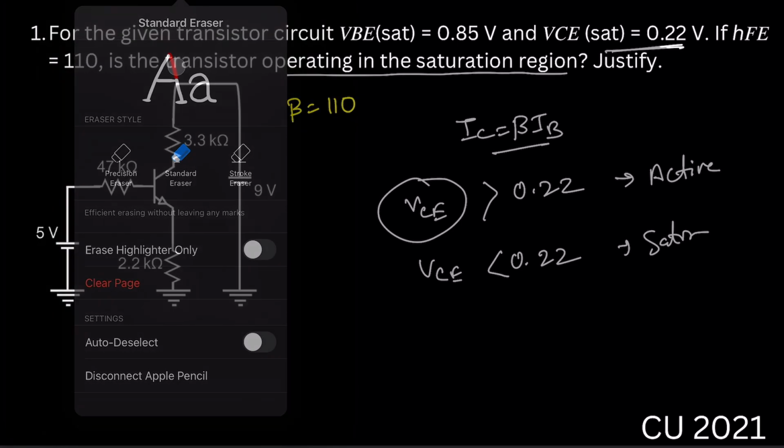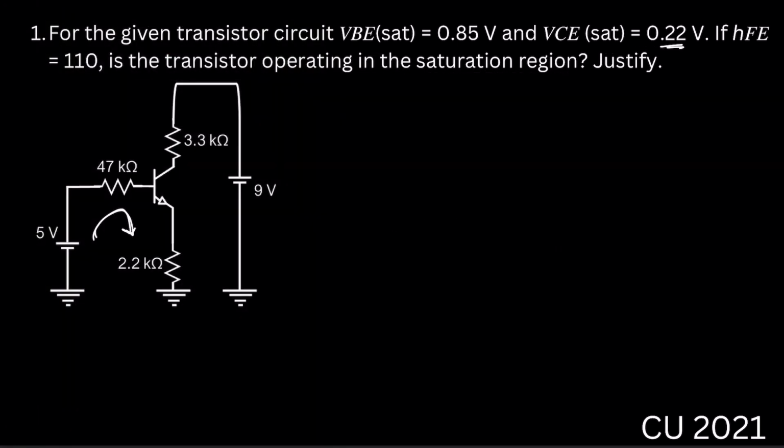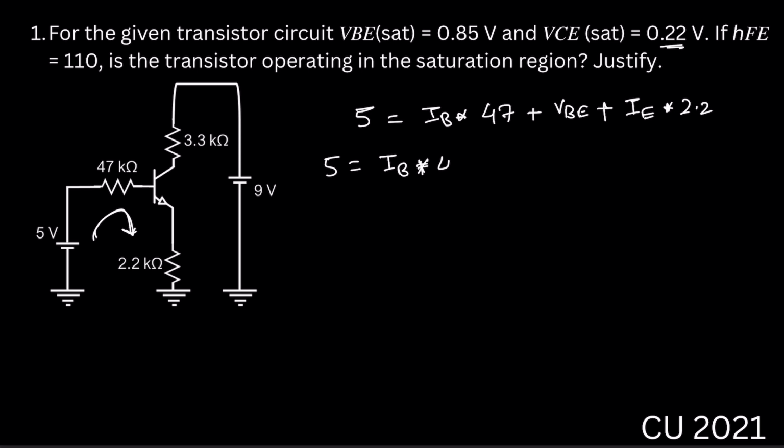Okay, so let's get started. If we implement KVL in the input loop, then we can write 5 equal to IB into 47 plus VBE plus IE into 2.2 kilo ohm. That equals IB multiplied by 47 plus VBE, which is 0.7 in the normal case, plus IE, which we can write as beta plus 1 into IB multiplied by 2.2.